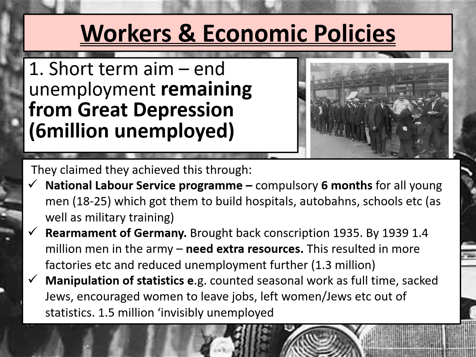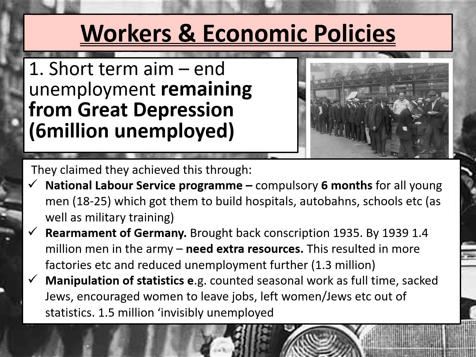Now, they do actually achieve a lot when it comes to reducing unemployment. They do this through things like the rearmament program. They get an extra 1.3 million jobs by 1939 by increasing the size of their army, because remember, it was only supposed to be 100,000 men. They also do things like introducing the National Labour Service Programme, the RAD, which gave compulsory 6 months training to all young men, getting them to build things like hospitals and autobahns, German motorways, but also it gave them some military training as well. And whilst they were doing that, they weren't counted as unemployed.